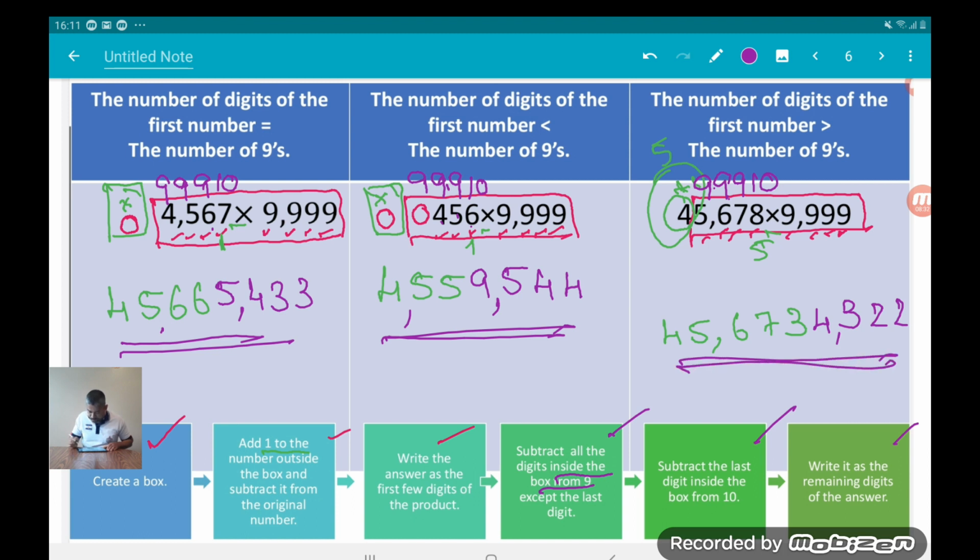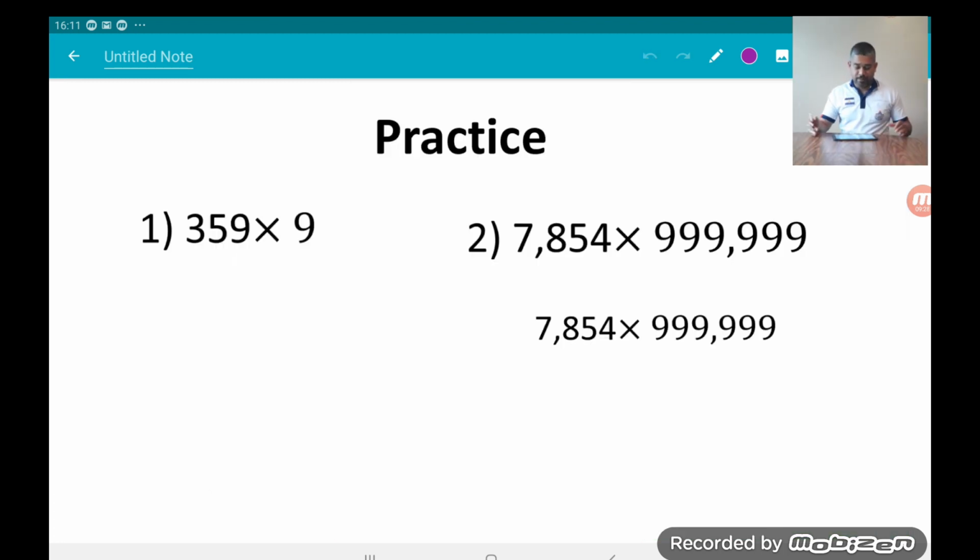So can you tell me the answer? So first one, we get the answer 45,665,433. And the second one, we will get the answer 4,559,544. And the last one, 456,734,322. This is the answer we will get. I hope you understand the rule very well. Now let's try 2 more examples. Are you ready?